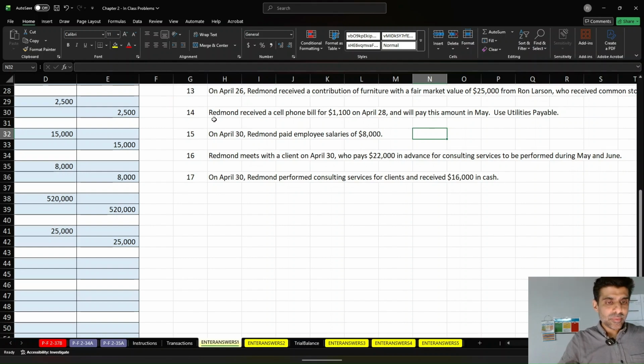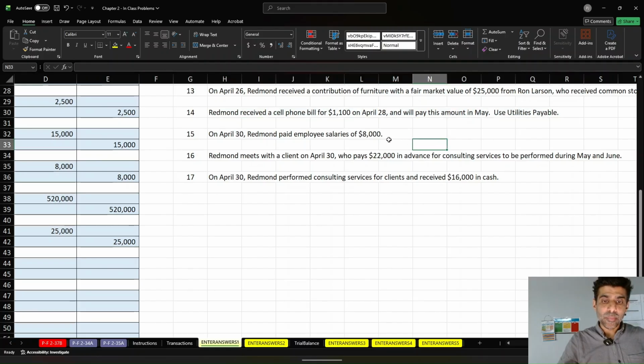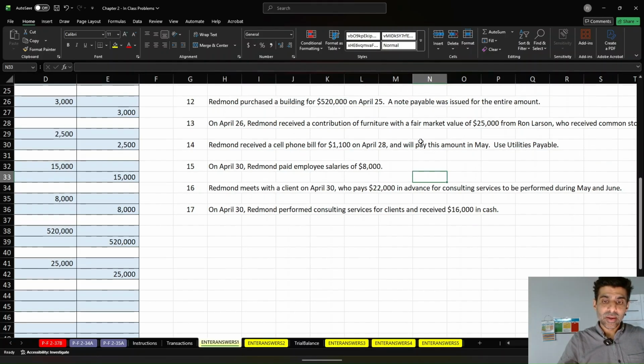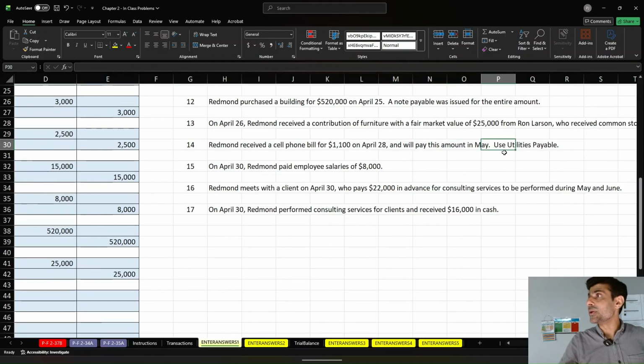Cell phone bill. Okay, $1,100, and we're going to pay this. So it's basically telling us to use utilities payable. So we already know one account. If we have this new liability, should that be a debit or a credit to utilities payable? Well, what is utilities payable? Is it an asset? Is it a liability? It's a liability, and when liabilities increase, is that a debit or a credit? Credit, right? So utilities payable will get credited.